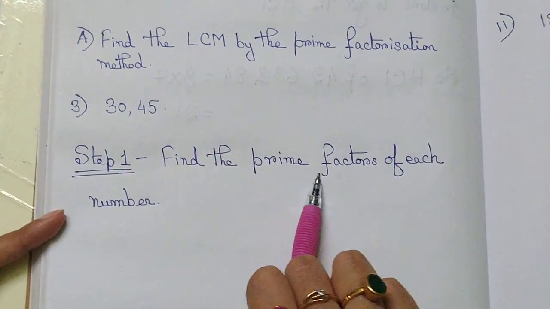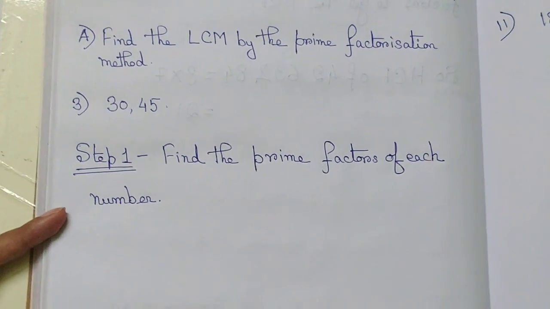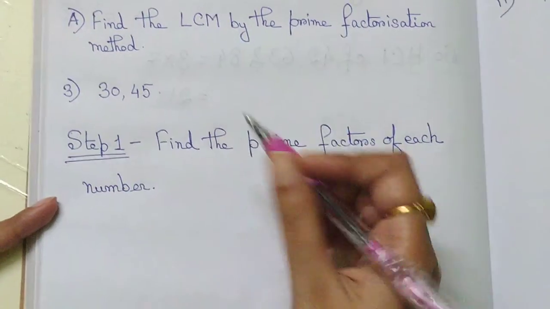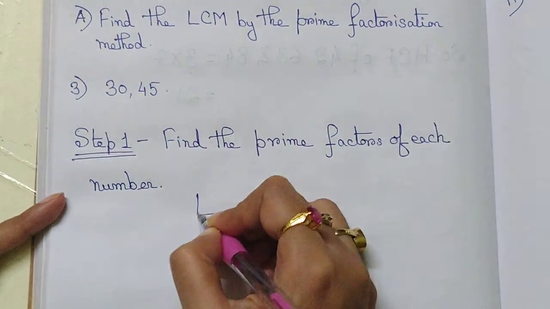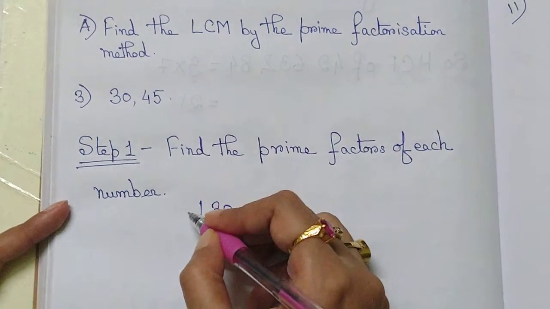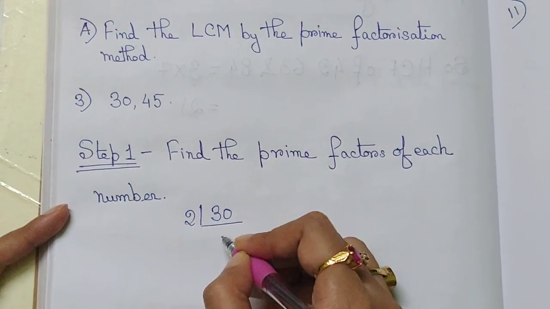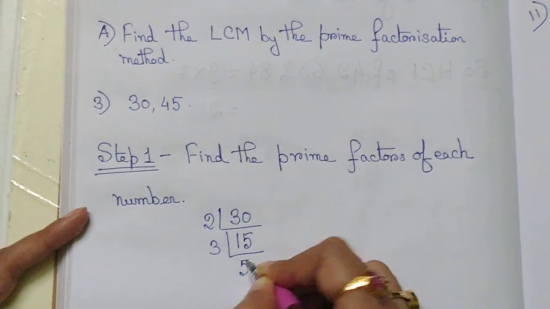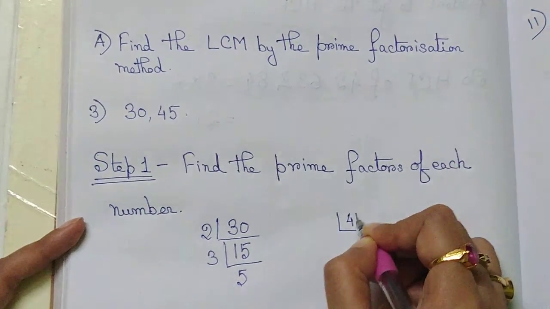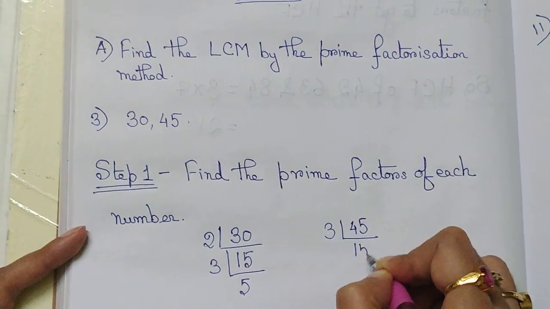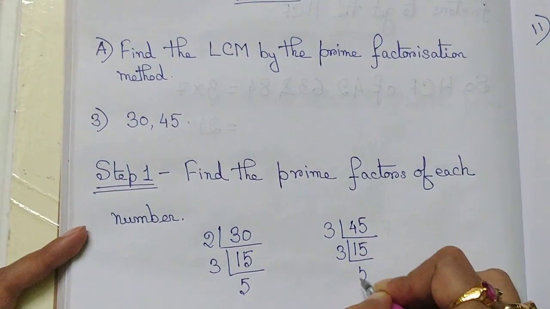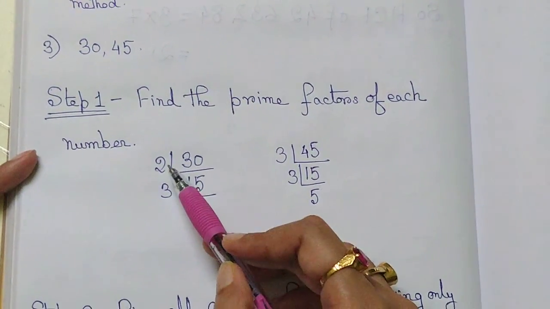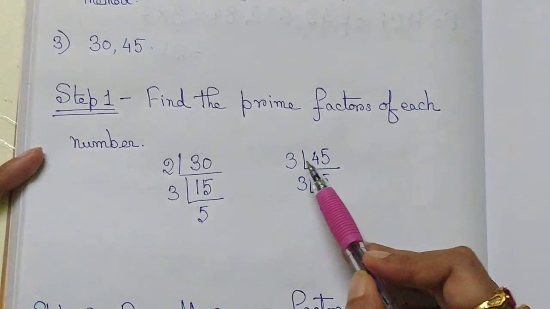Step 1. Find the prime factors of each number. That means I need to find out prime factors for 30 as well as for 45. How will I find it out? By division method I can do it. 30 can be divided by 2, I will be getting 15. Again by 3 I will be getting 5. Similarly for 45, 15, 3 5s are 15. So I have got the prime factors for 30, that is 2, 3, 5. For 45 I have got 3, 3 and 5.